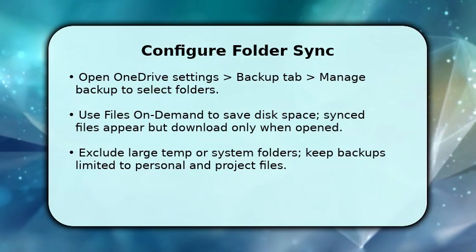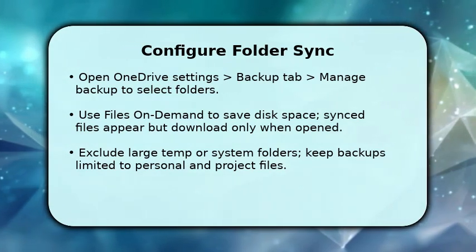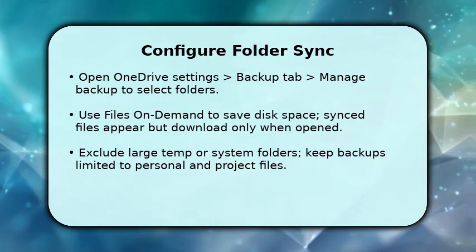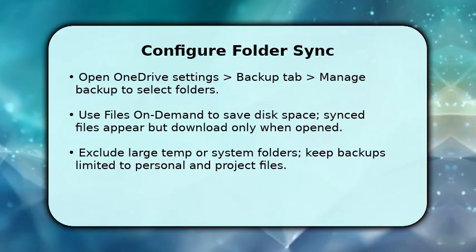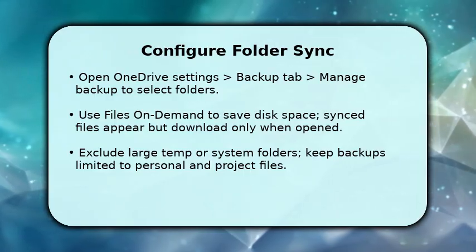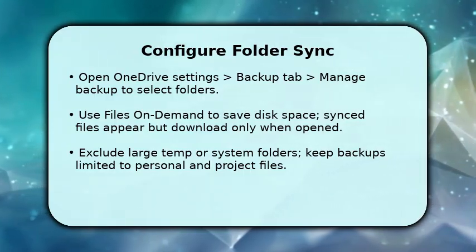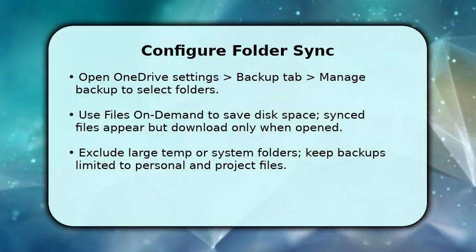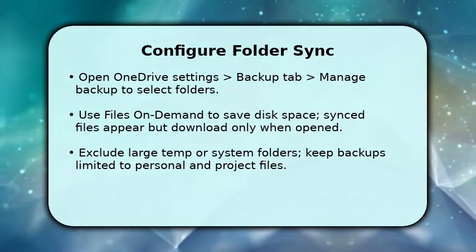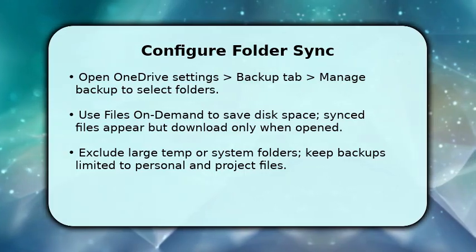You now configure folder sync in OneDrive settings by navigating to Backup and clicking Manage Backup. That's how you select desktop, documents, and pictures for continuous protection. Enable Files On-Demand to prevent local disk bloat. This makes placeholders until you open a file, which then downloads. Make deliberate exclusions, temporary, cache, and system folders, so you avoid unnecessary uploads and quota use.